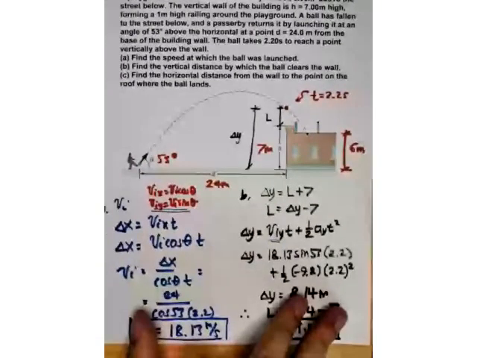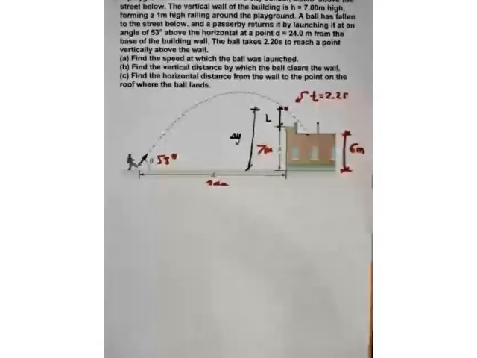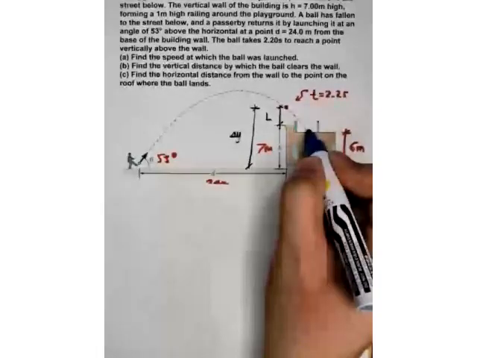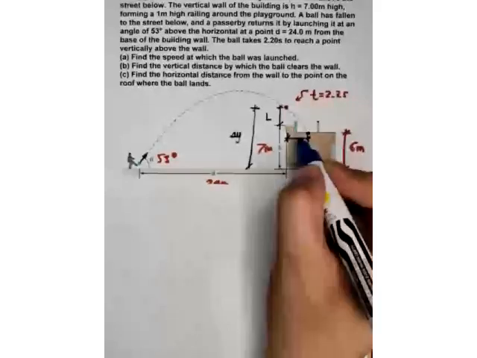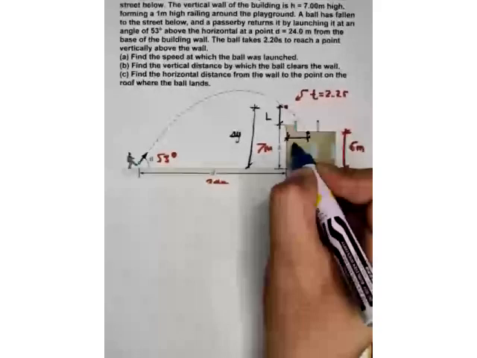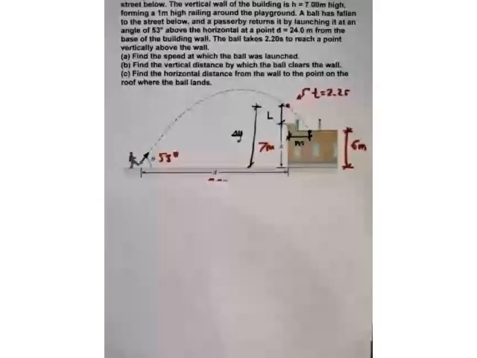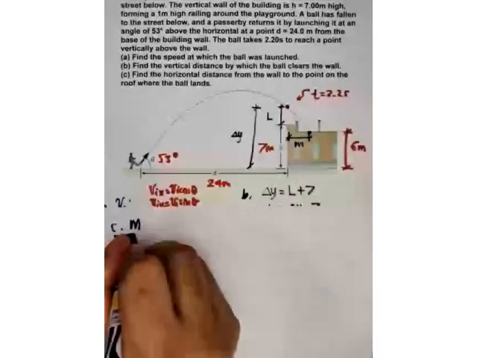Okay, so the question in C is what is the horizontal distance from the wall to the point on the roof where the ball lands. If this is where our ball will land and this is the wall, what is this horizontal distance? So let's call that M. Okay? So what's the value of M? So letter C, what is the value of M?